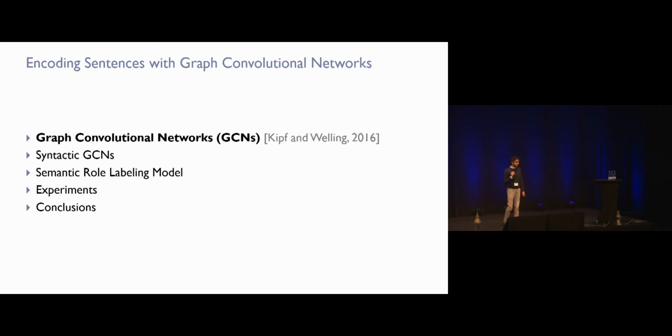This is basically the outline of my talk. I'll talk first about graph convolutional networks in their original formulation given by Kipf and Welling. Then I'll show you an extension to syntactic trees, syntactic GCN, and how we use it in a semantic role labeling model. Then some experiments and conclusion.